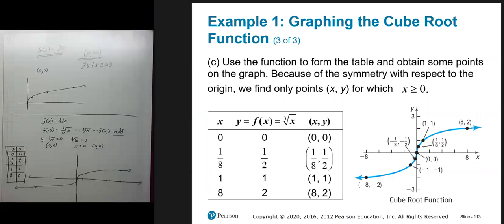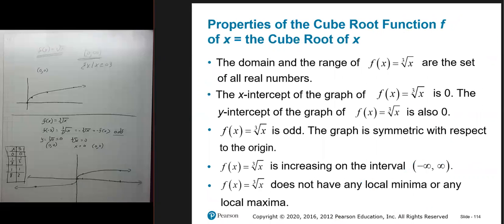So the next thing, here are the properties of the cube root function. The domain and range are all real numbers. So if you're looking at the graph here, you can tell that it's all real numbers, both in the x direction and in the y direction. It's going to cover all the real numbers.